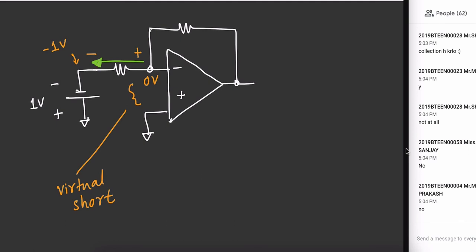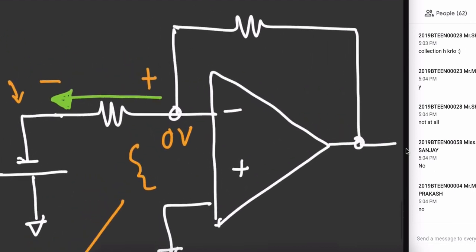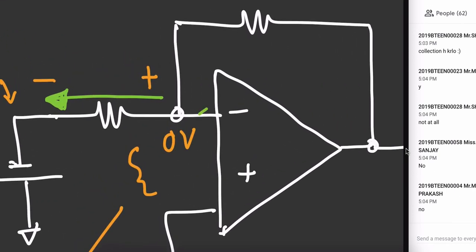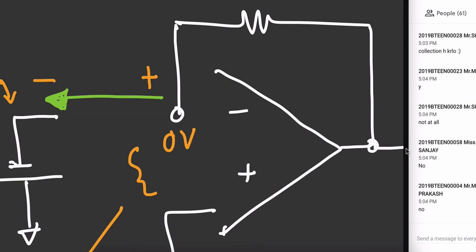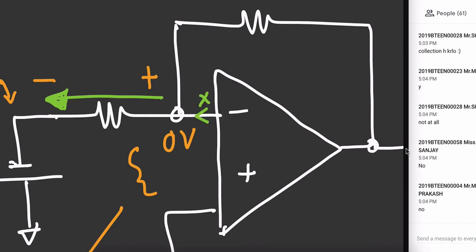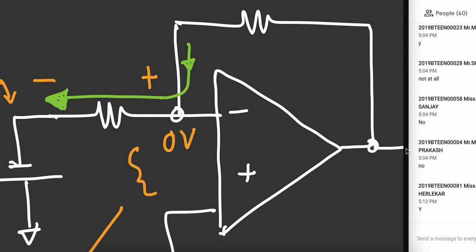Okay, now the current cannot come from here. Current cannot come from here. This is not possible, because it is not a source of current. It is only a sensing terminal, because it's an amplifier. So we'll rub this out. Okay, so this current has to come from here. Yes or no? Yes. So it has to come from here.